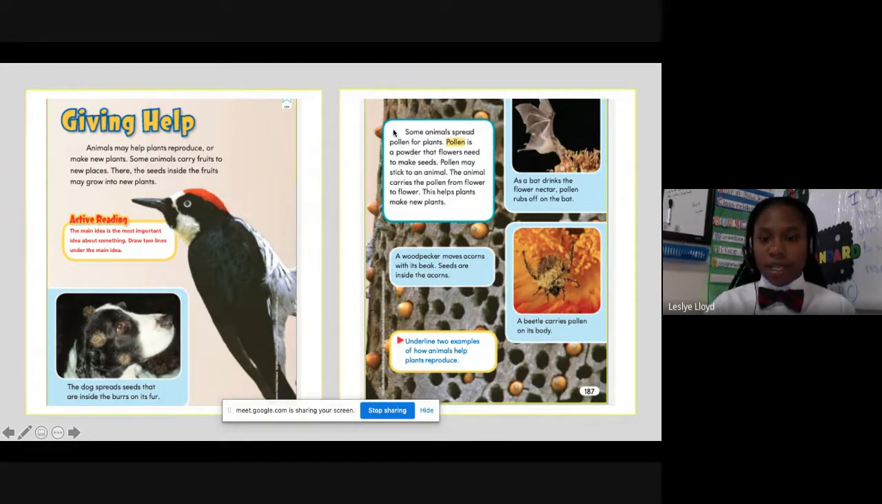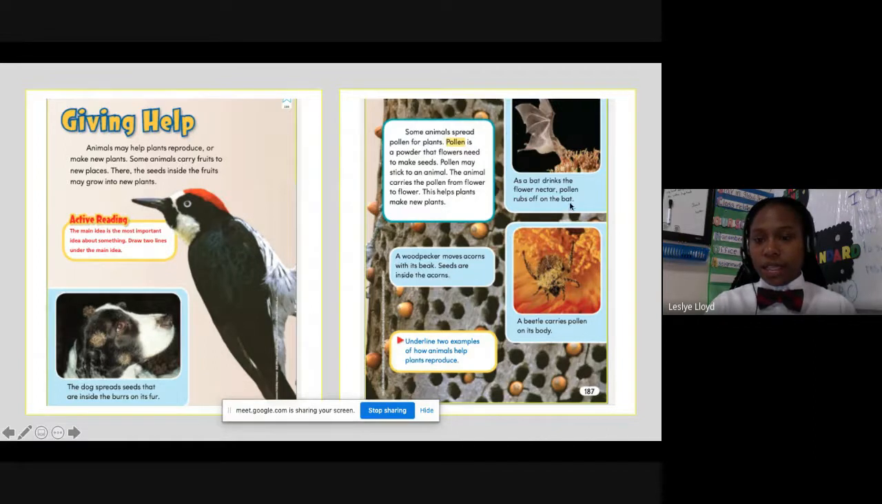On the next page, some animals spread pollen for plants. Pollen is the powder that flowers need to make seeds. Pollen may stick to an animal. The animal carries the pollen from flower to flower. This helps plants make new plants. And here are some examples. As a bat drinks the flower nectar, pollen rubs off on the bat.